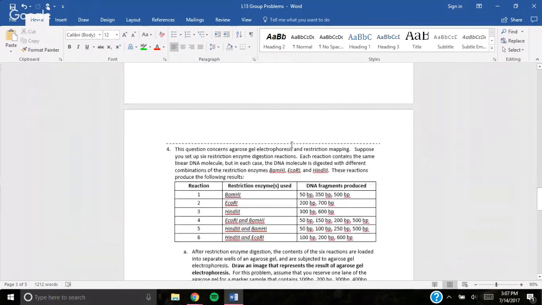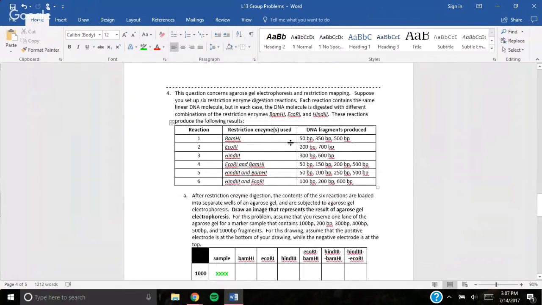Awesome. All right, for number 4, this question concerns agarose gel electrophoresis and restriction mapping. Suppose you set up 6 restriction enzyme digestion reactions. Each reaction contains the same linear DNA molecule, but in each case, the DNA molecule is digested with different combinations of the restriction enzymes: BamHI, EcoRI, and HindIII. These reactions produce the following results.